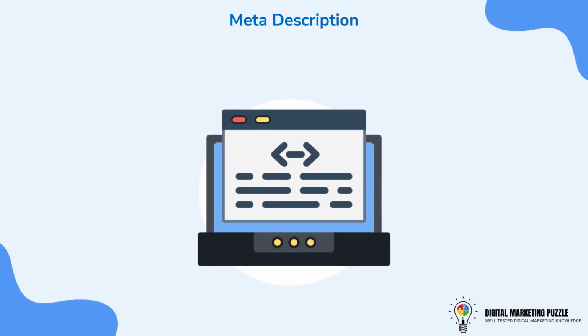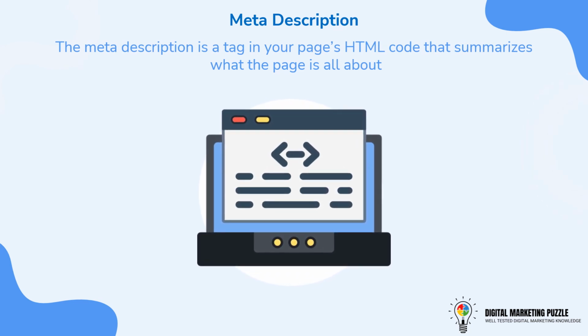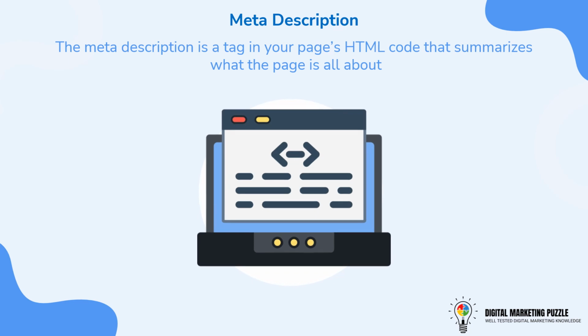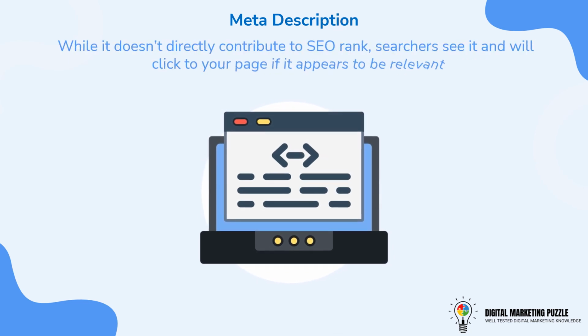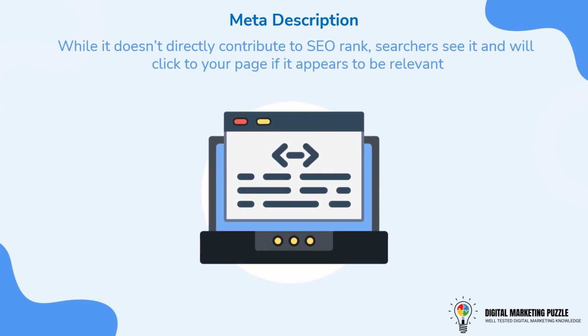Meta description. The meta description is a tag in your page's HTML code that summarizes what the page is all about. If the keyword phrase that people search for is within your meta description, it will appear on the search engine results page. While it doesn't directly contribute to SEO rank, searchers see it and will click to your page if it appears to be relevant. This higher click rate helps boost your SEO ranking.